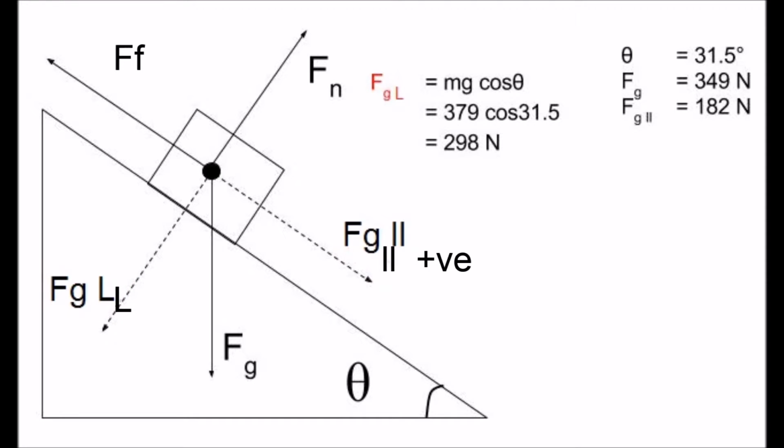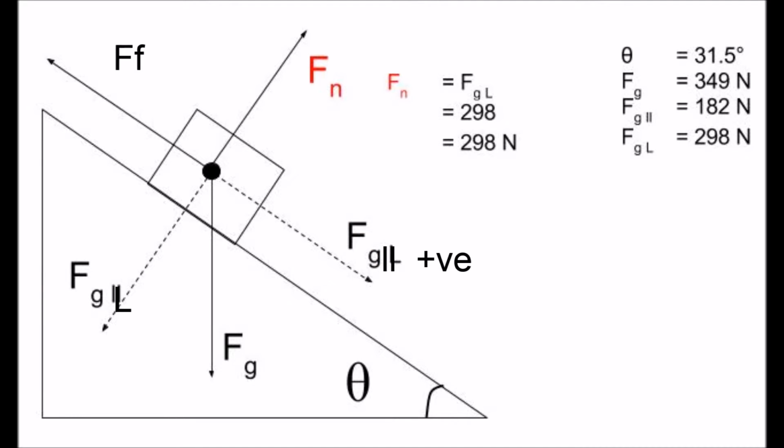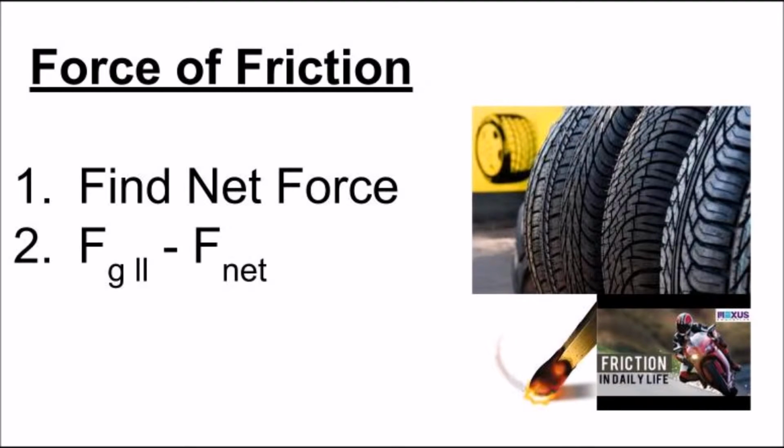The perpendicular force of gravity can be determined with the equation Fg perpendicular equals mg cos theta. By subbing in our givens for the variables, Fg perpendicular equals 298 newtons. Since my sister isn't levitating, the normal force equals the force of gravity perpendicular, meaning normal force is also 298 newtons. The force of friction, however, takes an extra step.